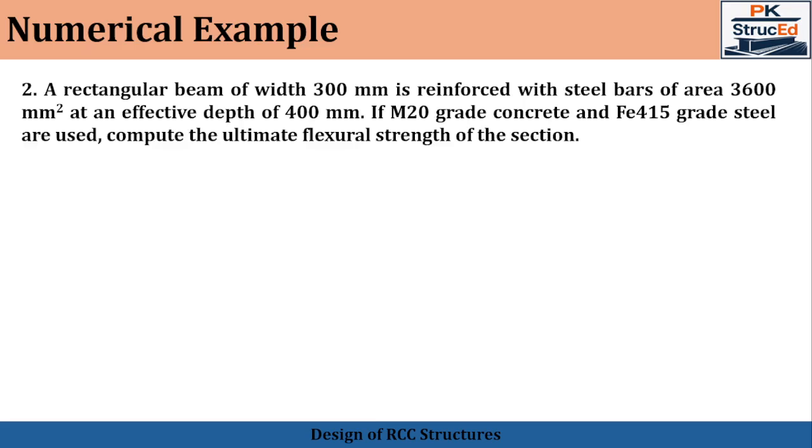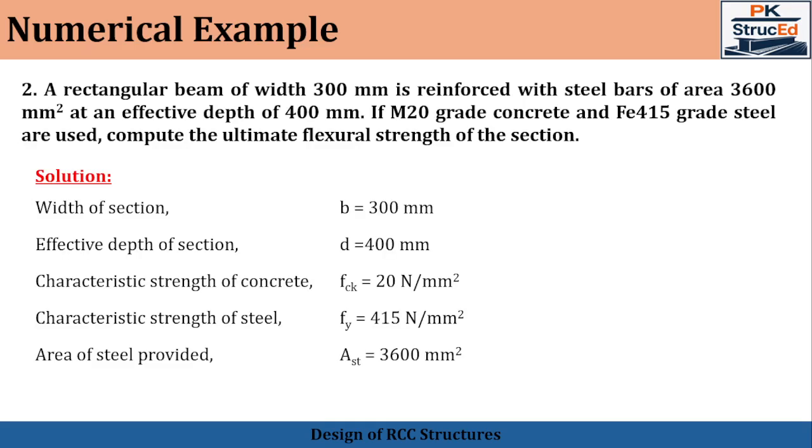So the key difference of this problem compared to the previous example is, here the steel area is directly given but not the number as well as the diameter of the bars. So here we must check whether the steel is excessive or insufficient. So let us rewrite the data given clearly. The width of the section is 300 mm. Effective depth of this section is 400 mm. The characteristic strength of the concrete fck is 20 megapascal, as well as the characteristic strength of the steel is 415 megapascal. The area of the steel provided is 3600 mm square.